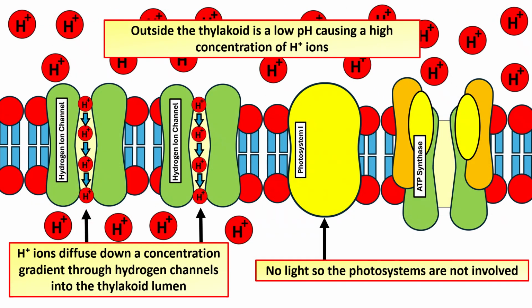So let's have a look at what's happening. Outside the thylakoid, there's low pH, causing a high concentration of hydrogen ions. Hydrogen ions diffuse down a concentration gradient through hydrogen ion channels into the thylakoid lumen. There's no light, so photosystems are not involved.